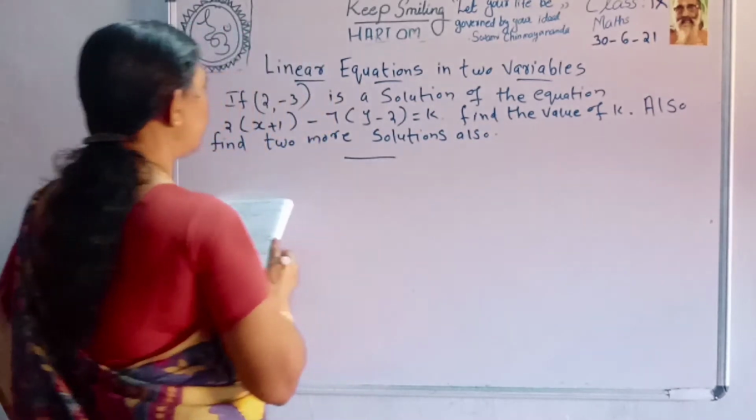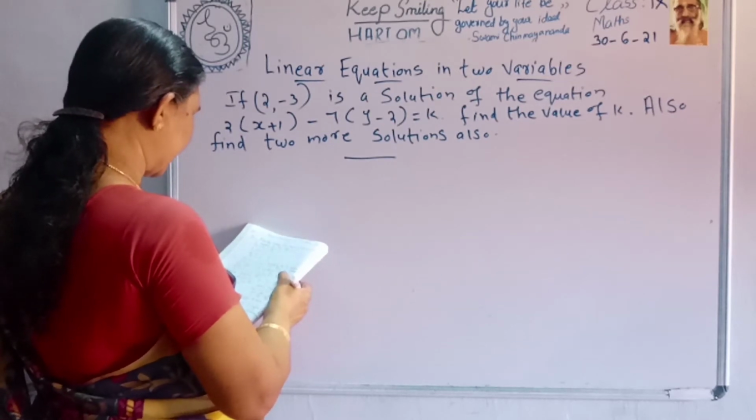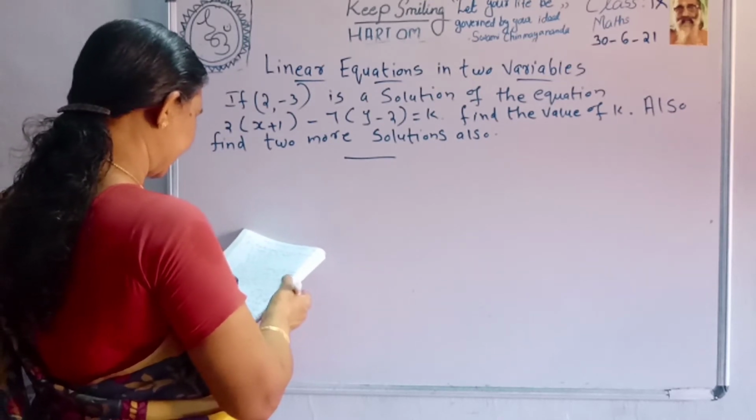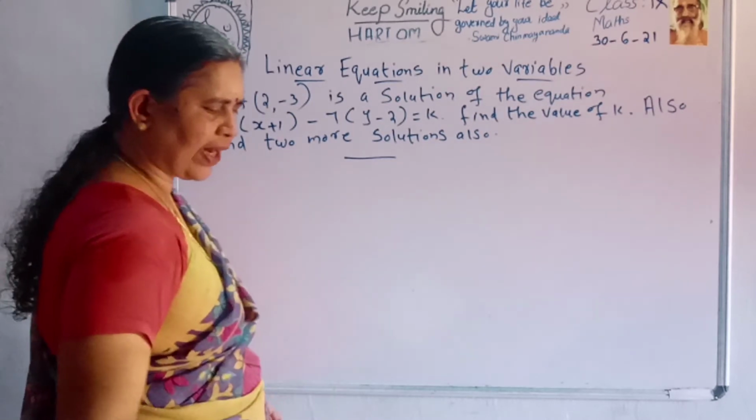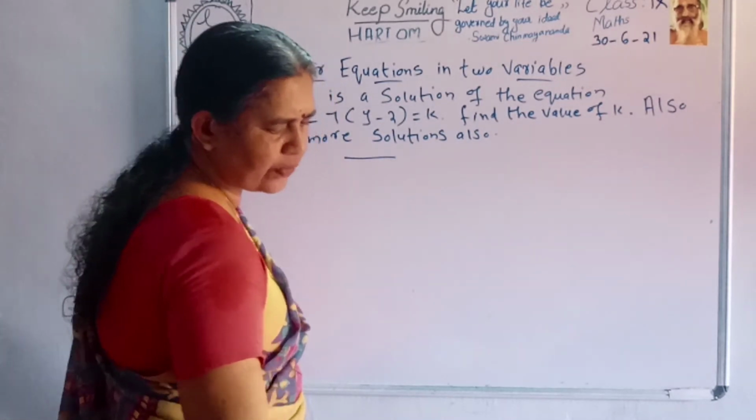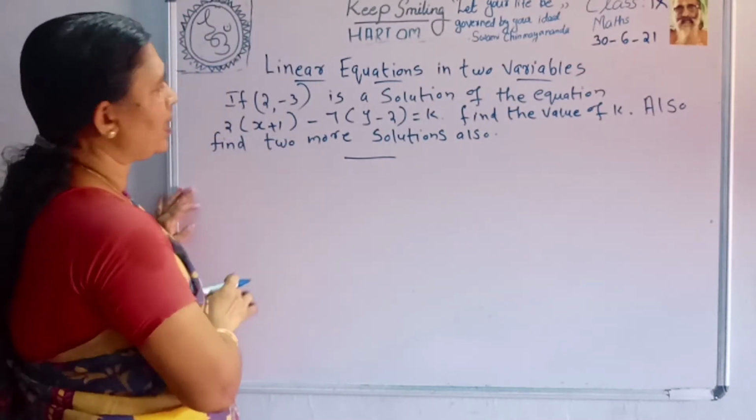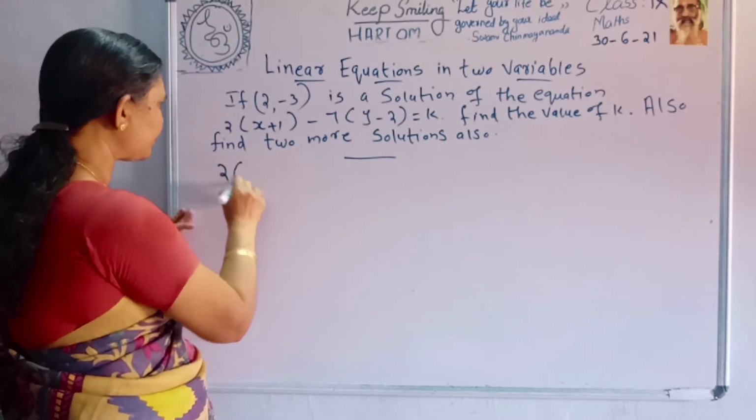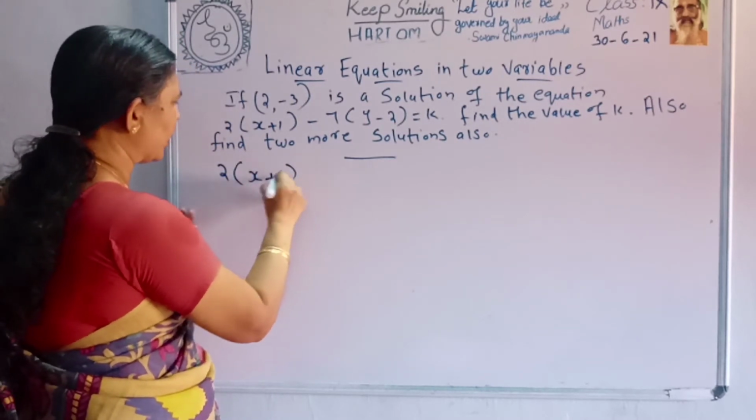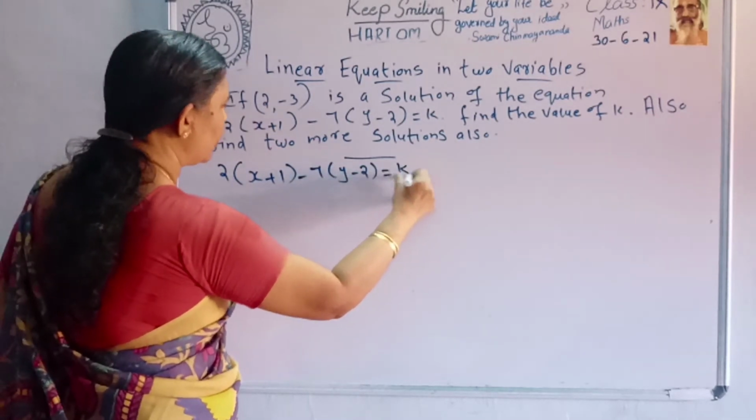That is, if (2, minus 3) is a solution of the equation 2 into (x plus 1) minus 7 into (y minus 2) is equal to k, find the value of k. Also find 2 more solutions for the equation. Here, first we can simplify. Here, x is equal to 2 and y is equal to minus 3. The equation is 2 into (x plus 1) minus 7 into (y minus 2) is equal to k.